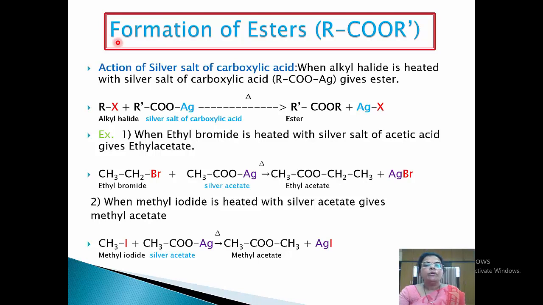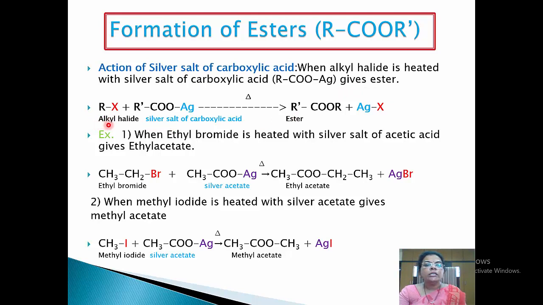Now the next reaction we are going to see is formation of esters, that is RCOOR'. Esters are the derivatives of carboxylic acid. Action of silver salt of carboxylic acid. Now silver salt of carboxylic acid is nothing but RCOOAg. When alkyl halide is heated with silver salt of carboxylic acid, that is RCOOAg, it gives ester.